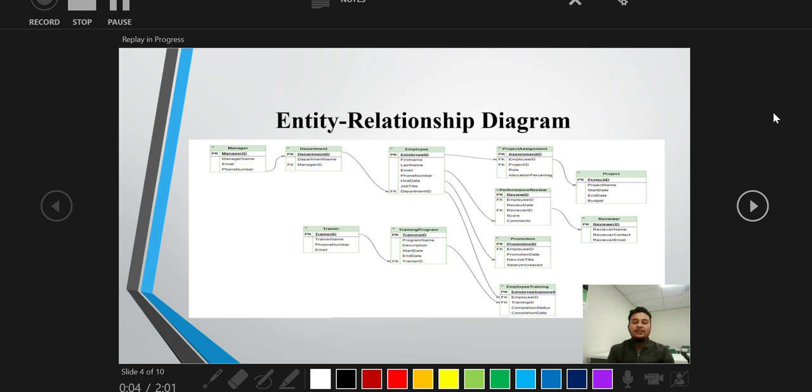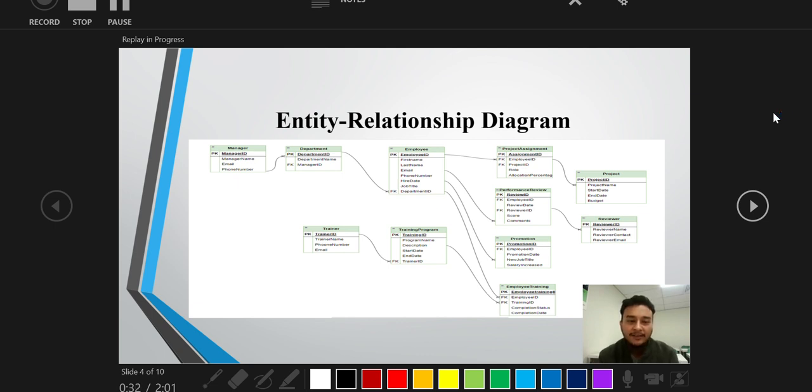In this diagram, we can see there are a lot of different entities: manager, department, employee, project assignment, project reviewer, employee training, promotion, performance review, training program, trainer. This is all because we are doing it for the human resource management system. These attributes are really important to be included so that HR can make the right decision.